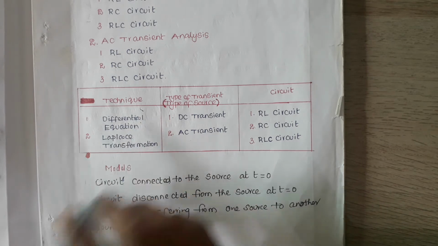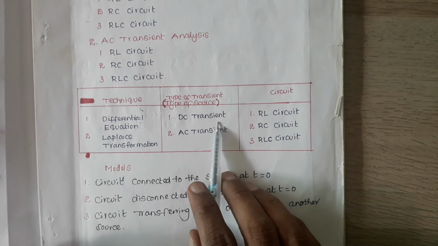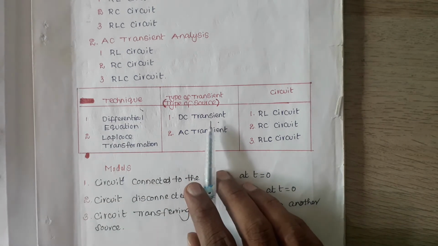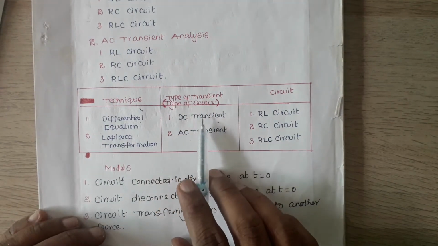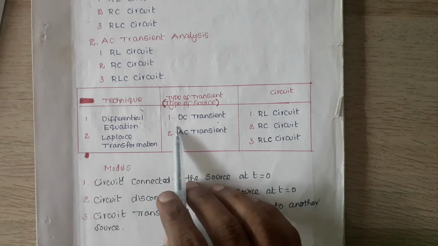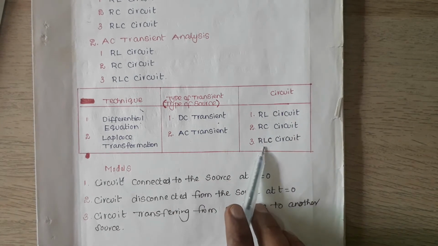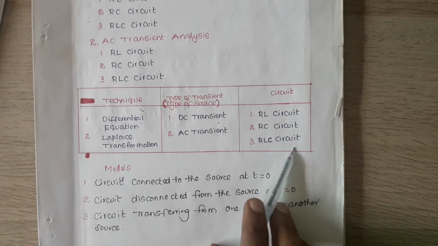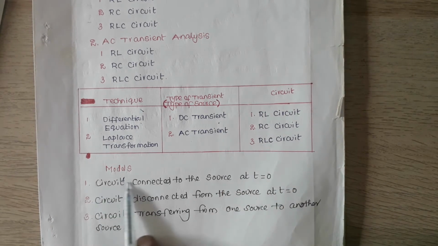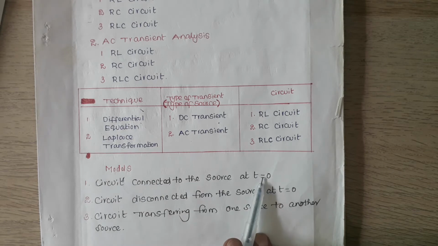So, we are discussing the differential equation approach, DC transients, which depends on the type of source. Here the type of source is DC, so that's why the corresponding transient is said to be DC transients, and we are discussing RLC circuits. We completed RL circuits and we completed RC circuits. We are discussing RLC circuits and circuit connected to the source at t equal to 0.